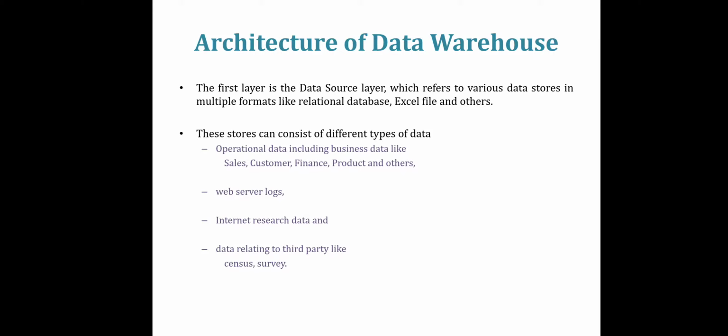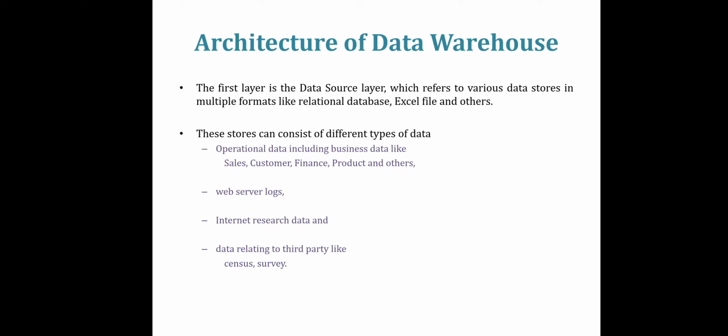So these are nothing but our different data sources, which expose the information that is being captured, stored, or managed by the operational system, right. These stores can consist of different types of data, like operational data including business data like sales, customers, finance, products and others. With that we can have web server logs, internet research data, and data related to third parties like different surveys we can consider.